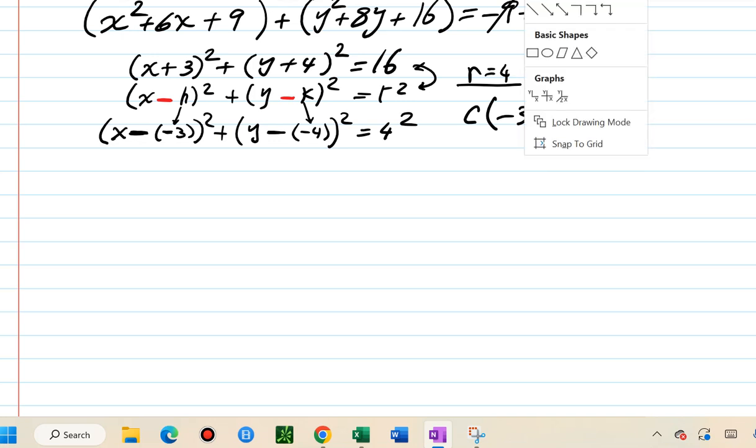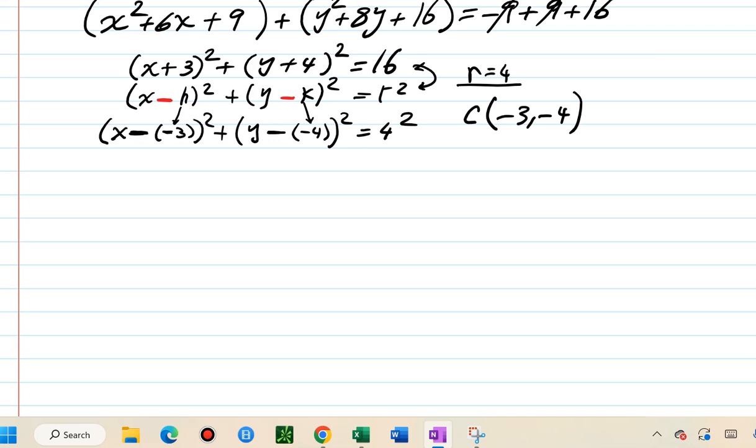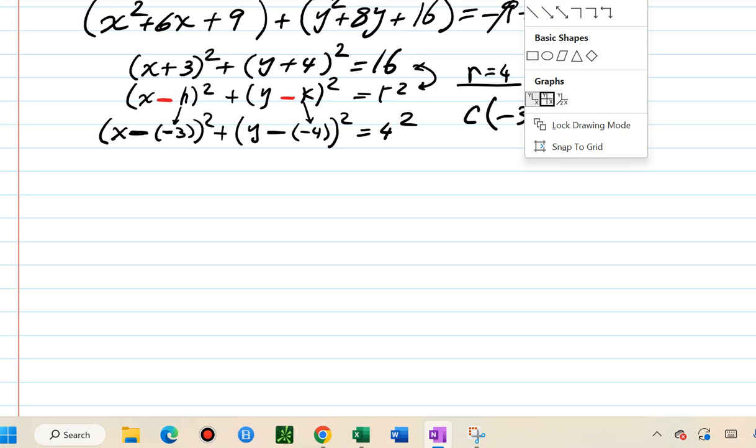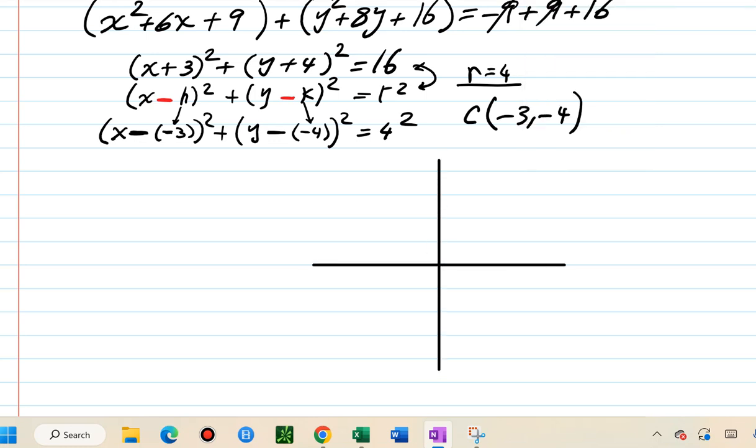Actually, let me grab a different coordinate system that works a little better. Maybe this one. Yep, there you go. Now for this one, I want to graph the circle. So I'm going to go to -3, and then -4, 1, 2, 3, 4. So this is pretty much where the point is. That's the center. Now to graph this one, because the radius is 4, and remember that means in all directions the distance to the circle from the center has to be 4.